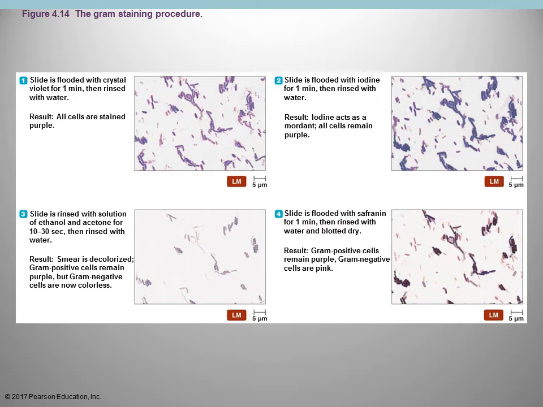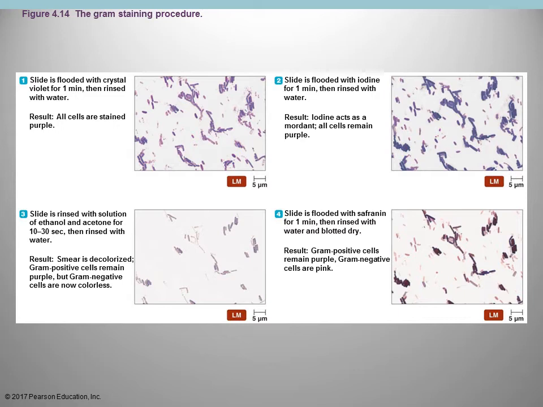Then you're going to flood the slide with iodine for 1 minute, and then rinse it with water. The iodine is what we call a mordant. It's going to help really strongly fix that first stain. All the cells are going to look purple.